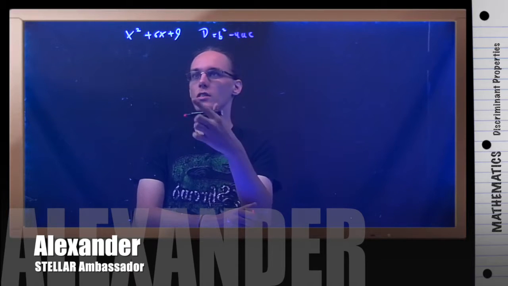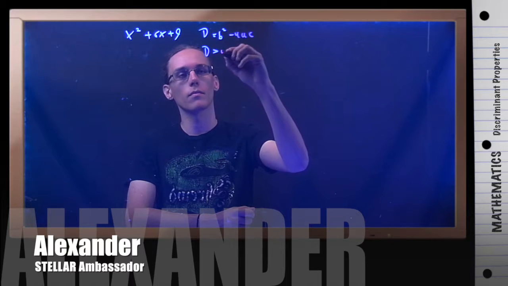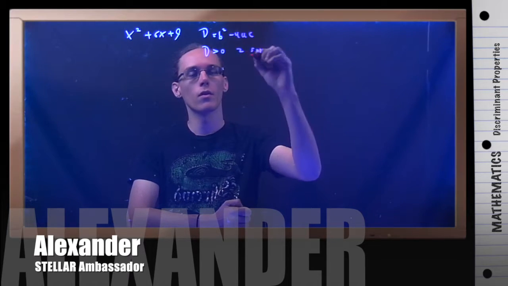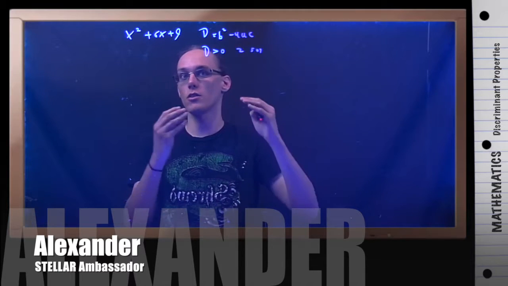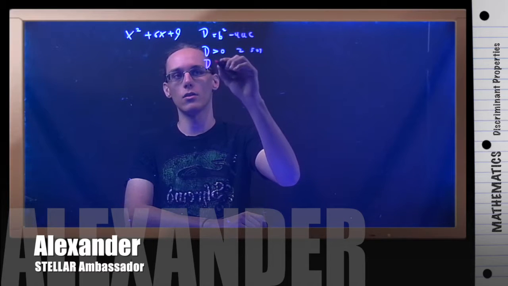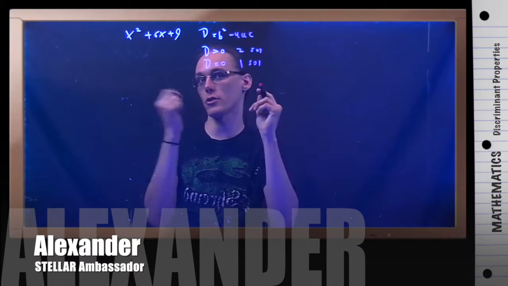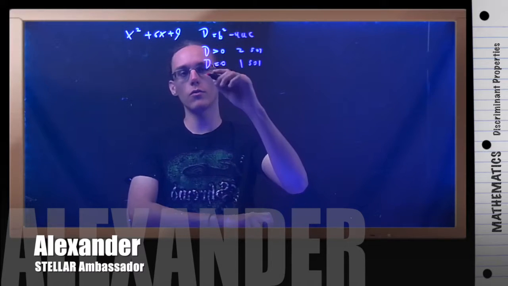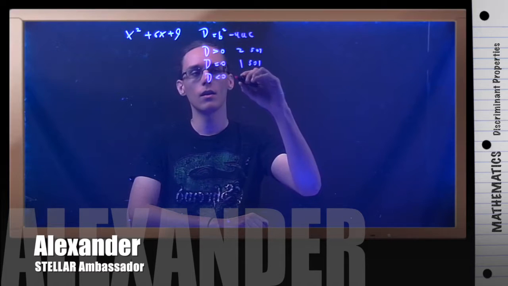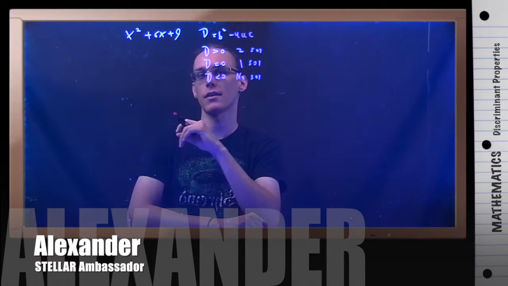And the way it works is if you calculate this and it's greater than 0, this means you have two solutions for where this whole equation touches 0 on the x-axis. If you do this and it comes out to be 0, then you have one solution for where this equation touches the x-axis. And finally, if it comes out to be less than 0, or negative, then you have no solutions. In other words, the graph never touches the x-axis.